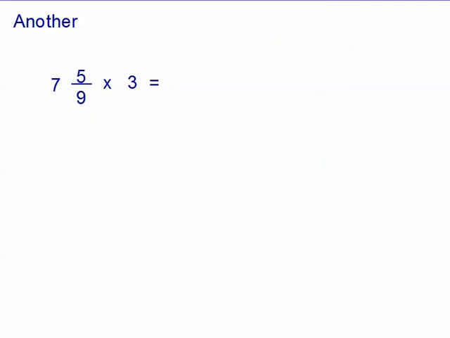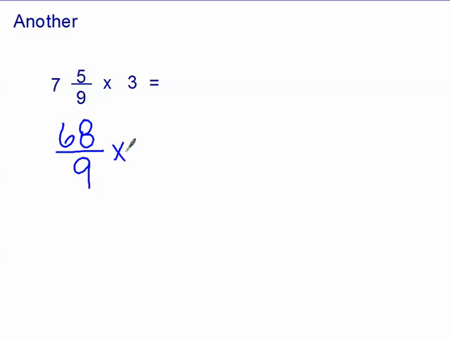Next one. What if we have a mixed number times a whole number? So again, we ask ourselves the question, do we have fractions? Because our rap says to multiply fractions, and no, we don't. So again, this mixed number, we use the popcorn method to change it to a fraction. 9 times 7 is 63, plus 5 gives us 68. We divide that by 9.